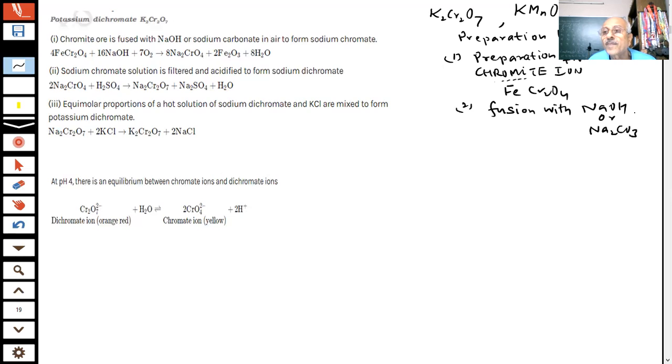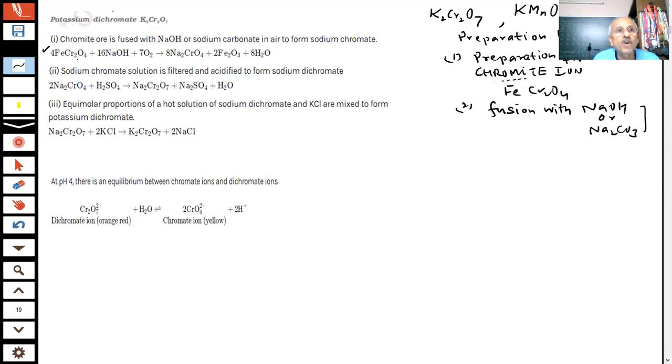Na2CO3. They are fused in the presence of air to form a very important compound, students. FeCr2O4 is reacted with sodium hydroxide or sodium carbonate in the presence of air, that means oxygen is present. So the reaction will take place, and the first reaction is shown here, students. This process is called fusion, when you heat with alkali in the presence of oxygen.